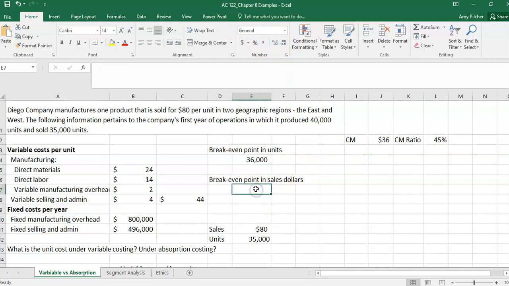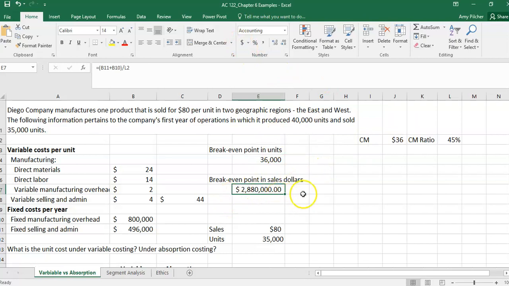For the break-even point in sales dollars, we divide total fixed estimated costs by our contribution margin ratio. So we have total fixed cost, overhead, and selling and administration divided by our contribution margin ratio of 45%. Our break-even point in sales dollars is $2,880,000.